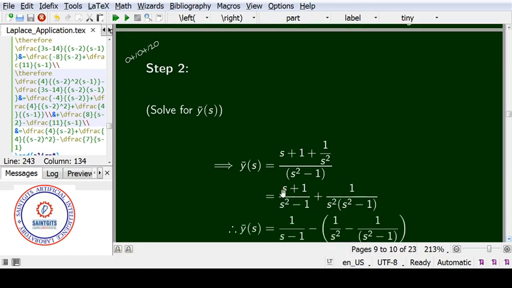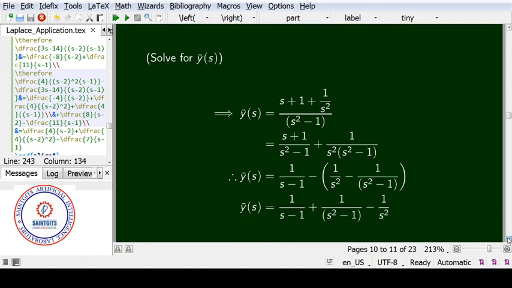Next step is we simplify the right hand side with the help of simple intuition. We know that s square minus 1 can be factorized into s plus 1 into s minus 1. So when we take this term together, we can cancel one s plus 1 from that term. So I put it like this: s plus 1 divided by s square minus 1, plus 1 by s square into s square minus 1. Now I factorize this. S square minus 1 is s plus 1 into s minus 1. That s plus 1 and the s plus 1 in the numerator get cancelled. So 1 by s minus 1.